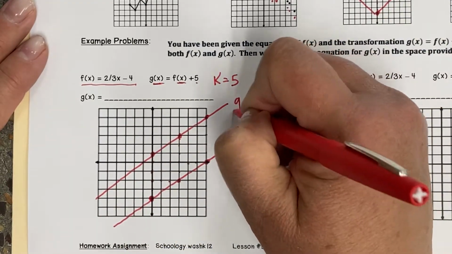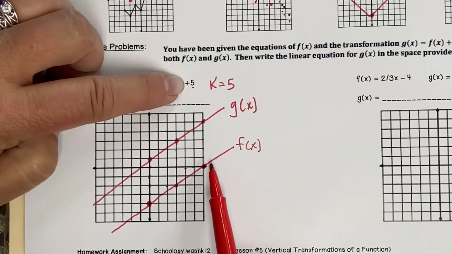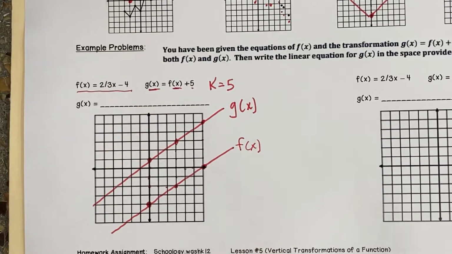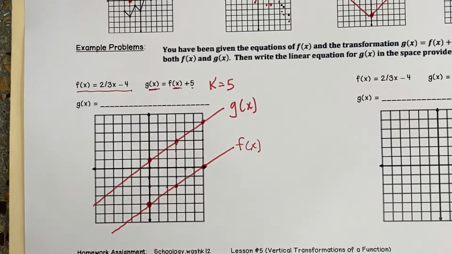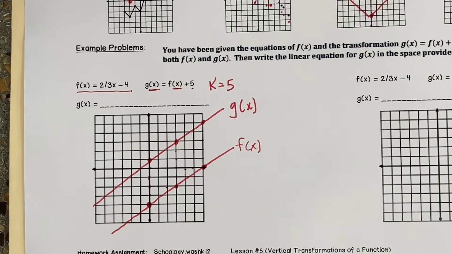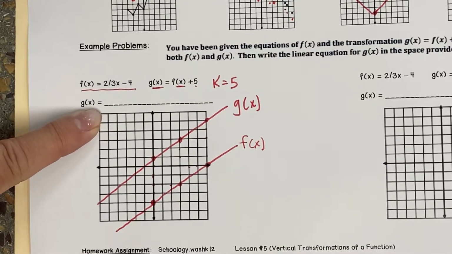And this one's called g of x because it's the f of x that we had, and then we just moved it up 5. Now, on Schoology, which is where you're going to be doing your assignment, what you need to do is put in the equation for the new g of x.